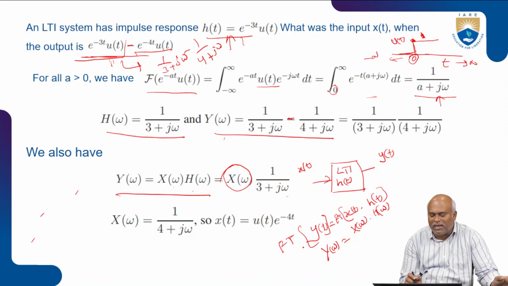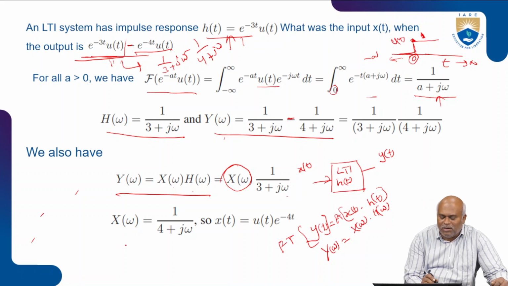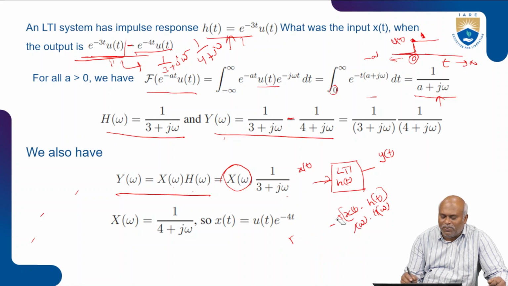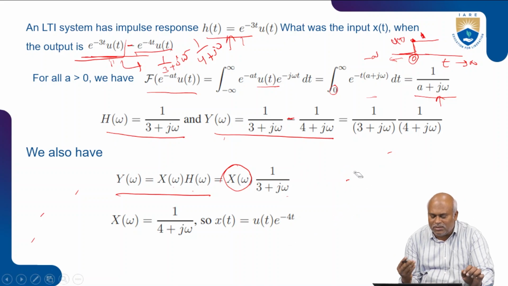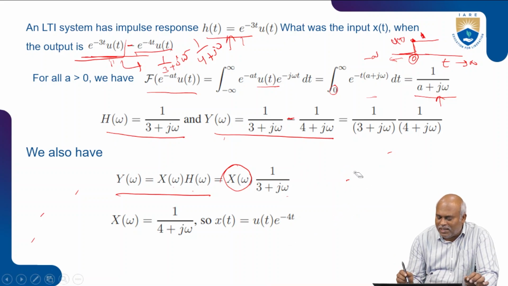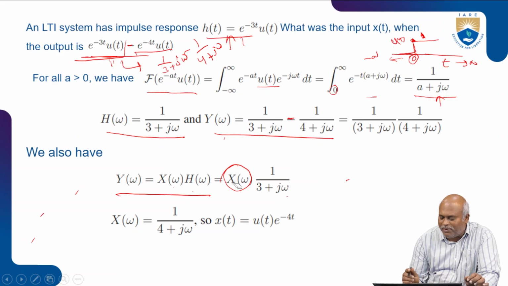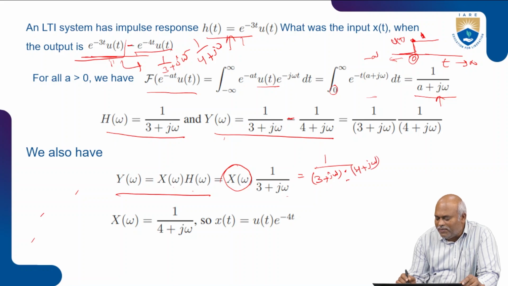Then finally we got X of omega equal to 4 plus j omega. I should write here. So I need X of omega. Y of omega we know. What is that Y of omega? Y of omega equal to 1 by 3 plus j omega into 4 plus j omega. You know how to get it.